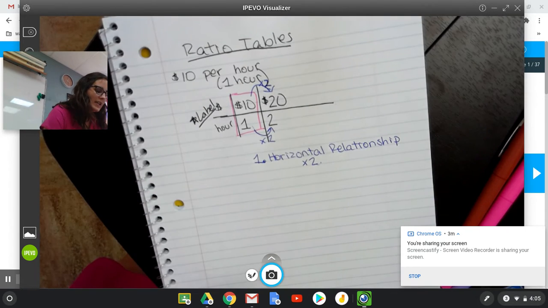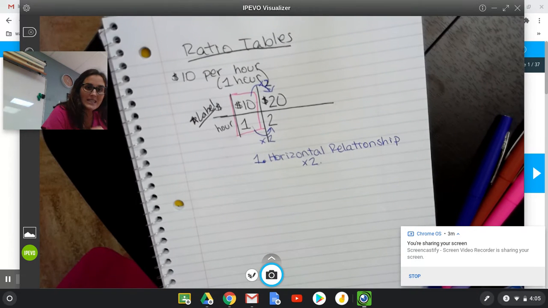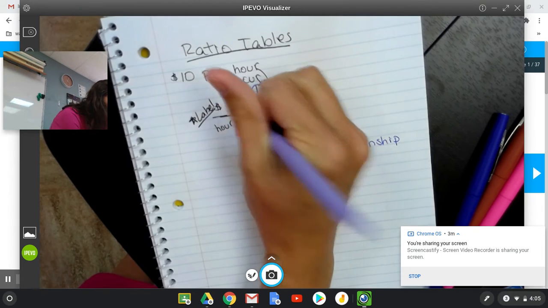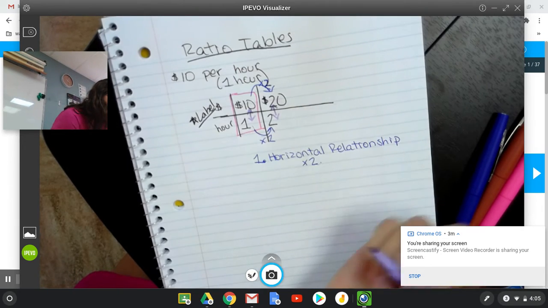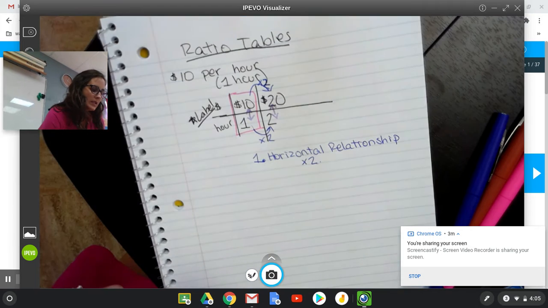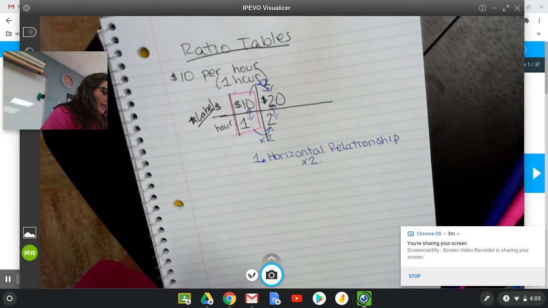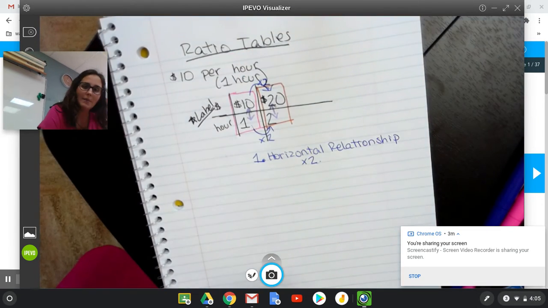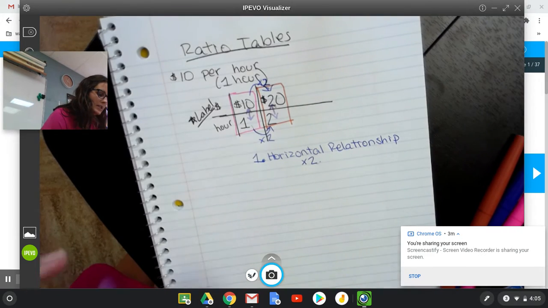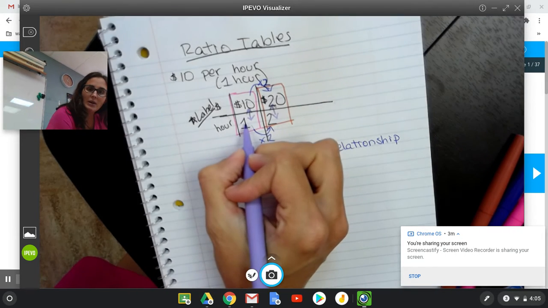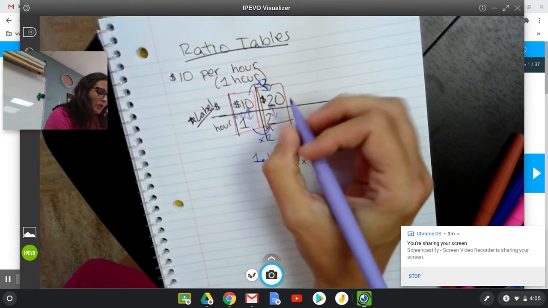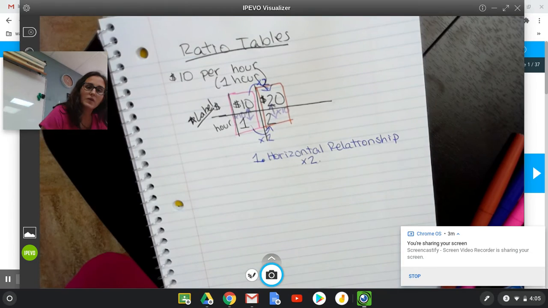The other relationship that I want you to make sure that you see remains the same here is the vertical relationship. This vertical relationship between these two ratios. So the pink is our first ratio. Let's just do the brown is our second ratio, and these are equivalent ratios. What do we notice about the vertical relationship between 1 to 10? What do you have to multiply the denominator by to get the numerator? By 10. The same should be true for the second ratio.